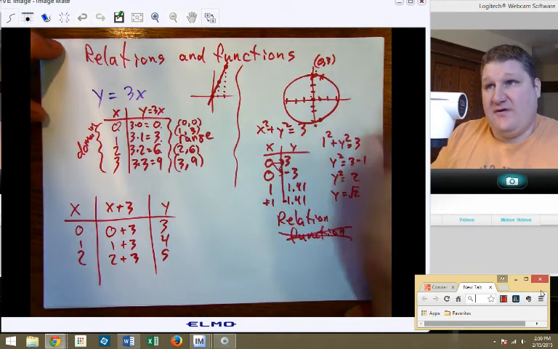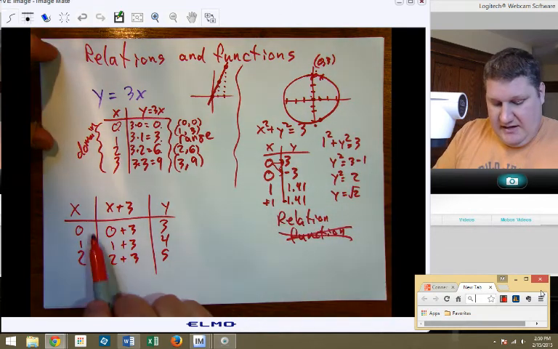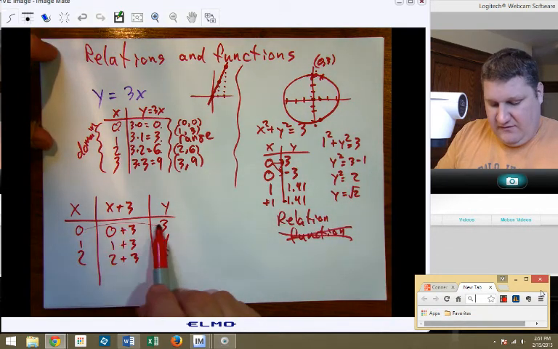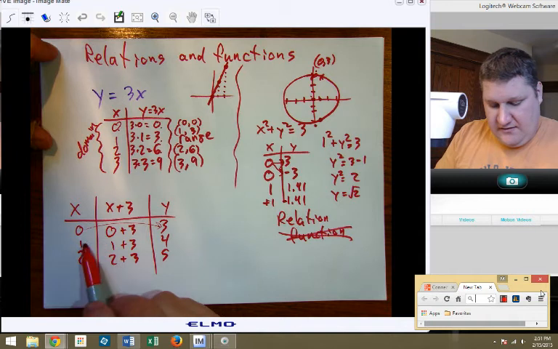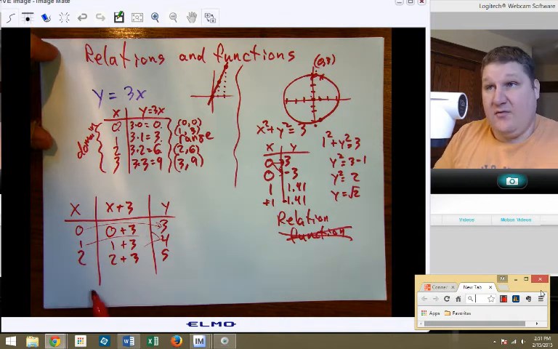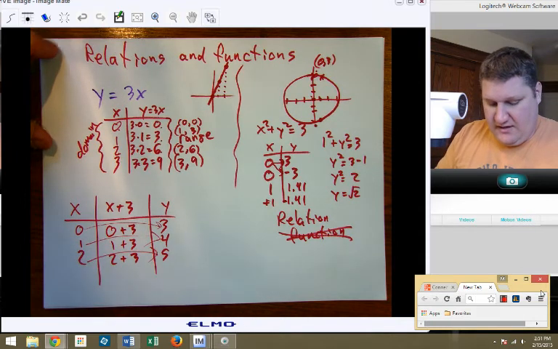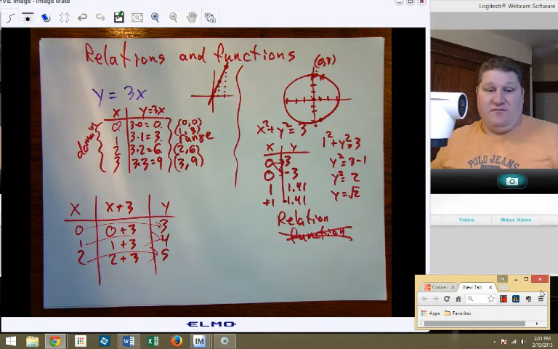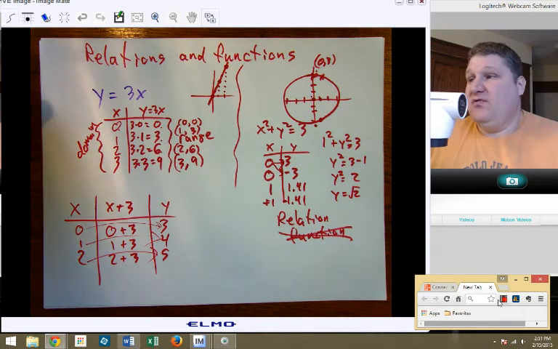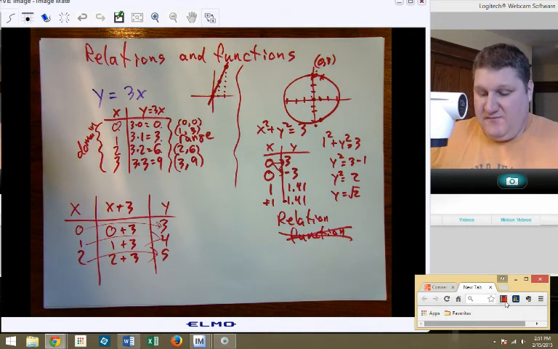We'll get to graphing them a little bit later, but the idea is for everything, every 0 I get, I'm always going to get a 3. For every 1 I get, I'm always going to get a 4, and for every 2 I get, I'm always going to get a 5. So with that, those are your basics of relations and functions.